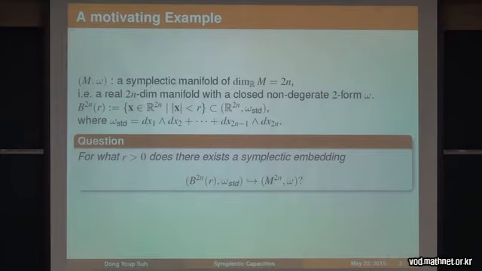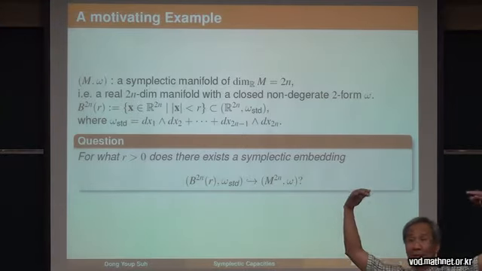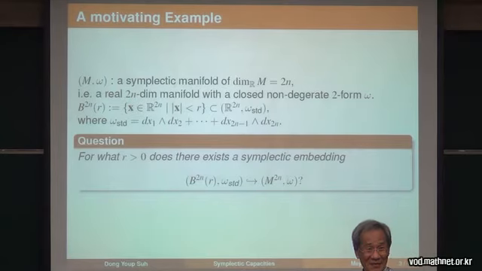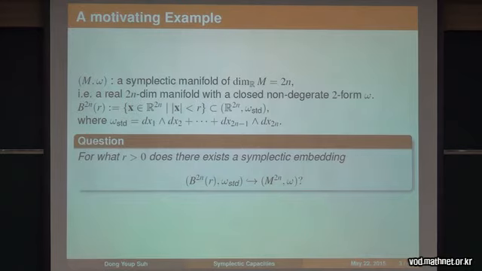Now, of course, if you just forget about the symplectic structure, and consider a diffeomorphism or homeomorphism embedding, no matter how big the size of the ball is, you can always embed it in a very small manifold. But since you have a symplectic structure, which is a kind of rigid property, the question is: for what size of ball does there exist a symplectic embedding of the r ball inside the symplectic manifold of dimension 2n? So this is a question of how rigid this manifold can be.